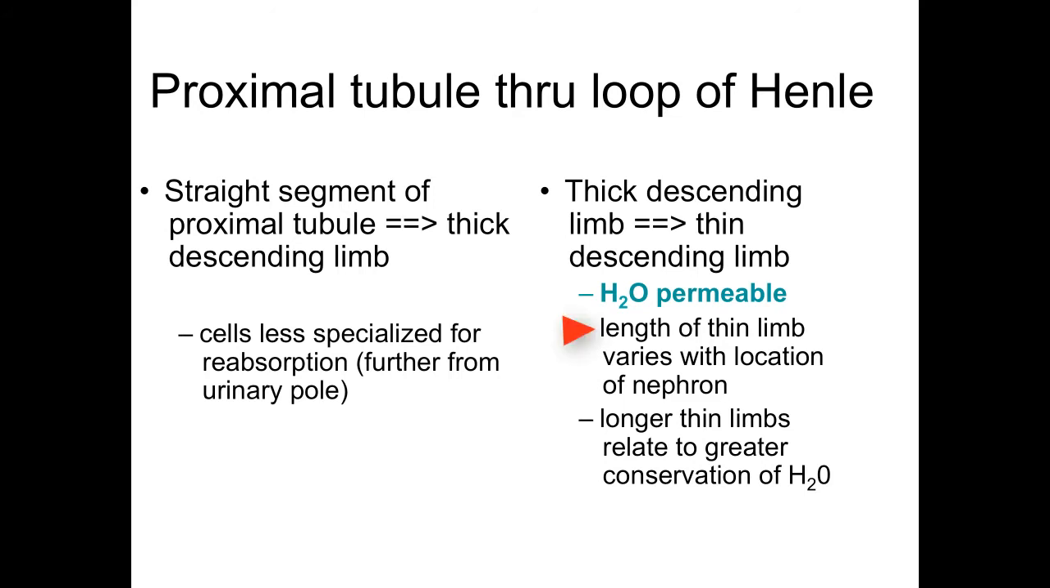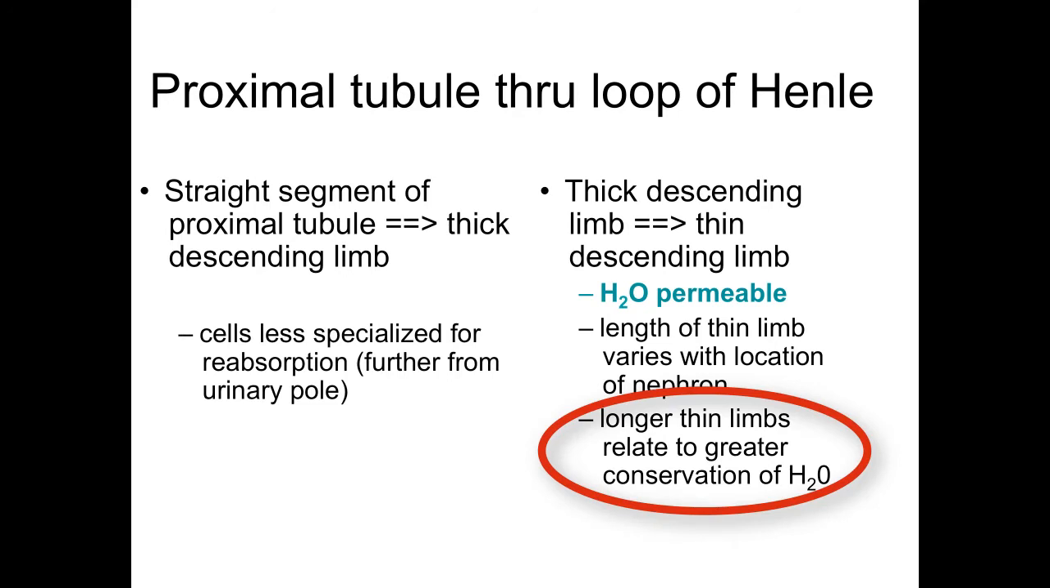And remember, the length of the thin limb will vary with the location of the nephron, whether the nephrons originate very high up into the cortex as short loop nephrons, or whether they're juxtamedullary nephrons, the so-called longer loop nephrons. And remember, these longer loop nephrons play a greater role in conservation of water. But the important thing I want you to remember at this point, the thick descending limb of Henle's loop through the thin descending limb, the cells here are permeable to water.